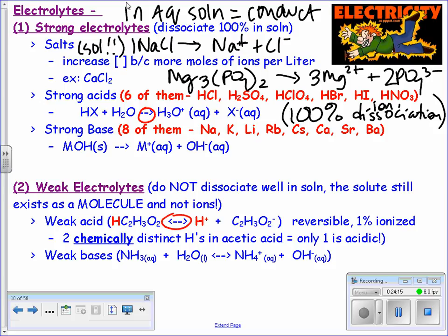Okay, so the 8 strong bases, with your hydroxide, are also going to be 100% pulling apart or 100% ionizing like this, okay? And last year I taught some of you guys how to remember these 8 strong bases.